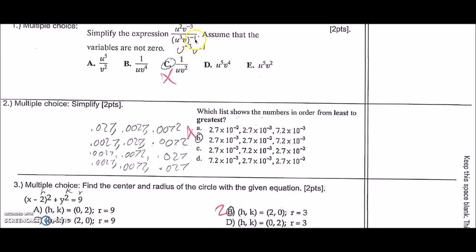Same thing here, the student distributed the negative sign correctly. But they got this one incorrectly as the answer. So the u would end up on the bottom if this was a positive 3.